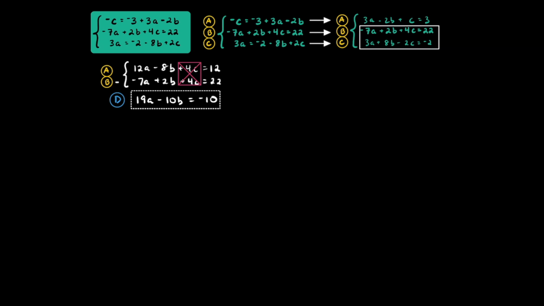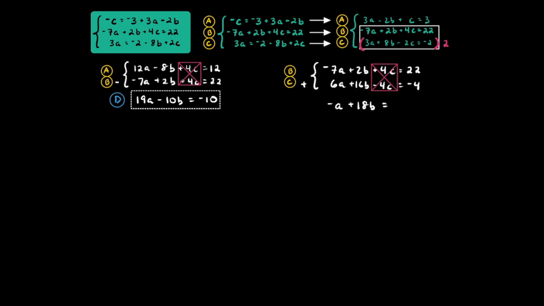Now I'm going to use equations B and C to eliminate the c's. To do that, I'm going to have to multiply equation C by 2. Let's rewrite these equations. Equation B is going to stay the same as negative 7a plus 2b plus 4c is equal to 22, but our new equation C is going to be 6a plus 16b minus 4c is equal to negative 4. Adding these two equations together, negative 7a plus 6a is going to be negative a, 2b plus 16b is going to be 18b, 4c plus negative 4c is going to be eliminated, and 22 plus negative 4 is going to be 18. This will be our equation E.